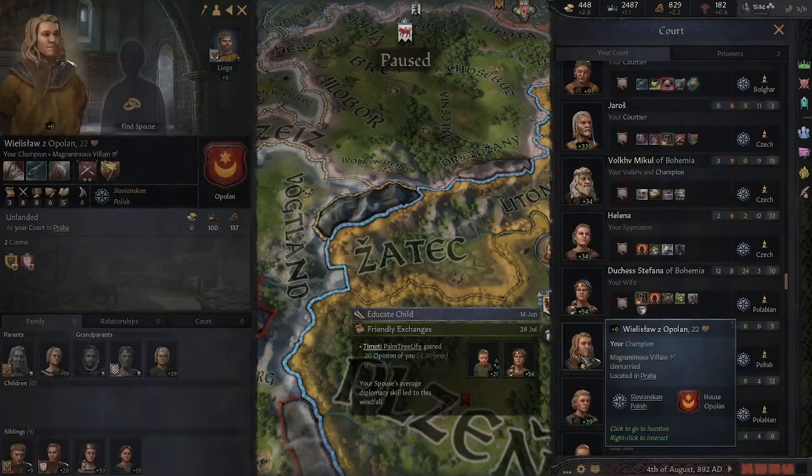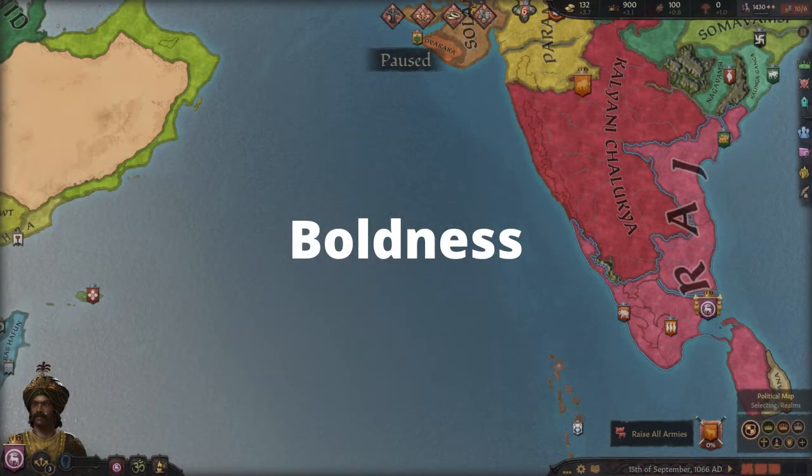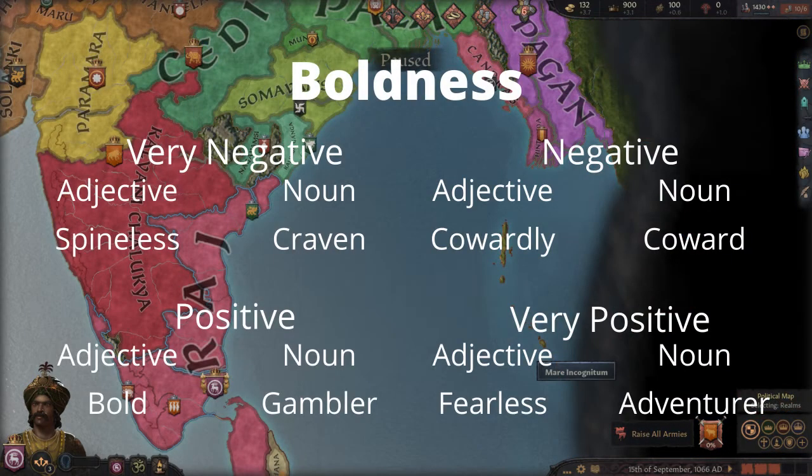So the first AI personality trait is boldness. Now with boldness, when you're getting into the -76 to -100, the very negative side, the adjective that's assigned is spineless and the noun is craven. The negative, which is -1 through -75, is going to be cowardly and the noun is coward. On the positive side, the adjective is bold and the noun is gambler. And on the very positive side, the adjective is fearless and the noun is adventurer.